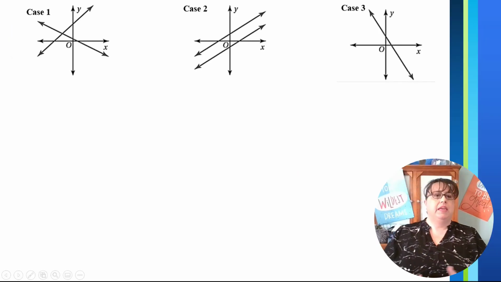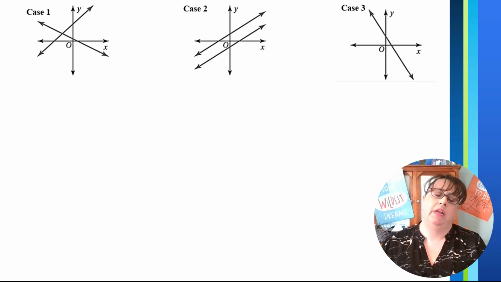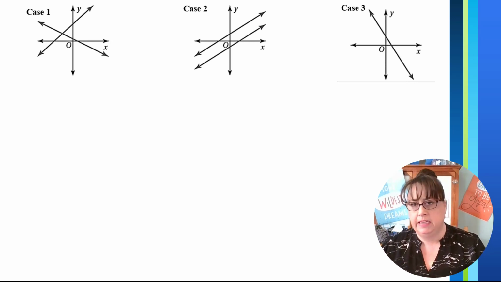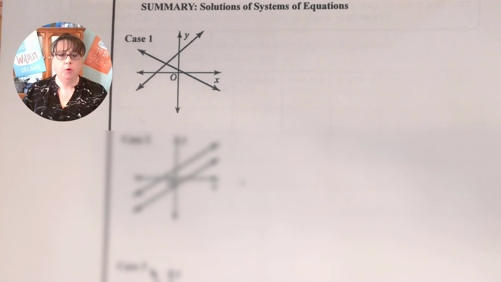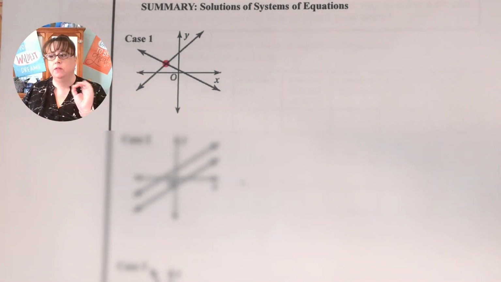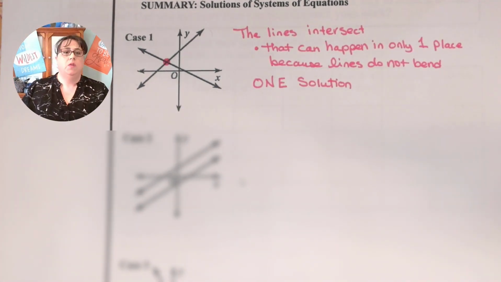So these are the three cases that we're going to look at. One where it intersects in one place, one where it doesn't intersect at all, or your parallel lines, and then one where it only has one line. In case number one, we're looking at that spot right there. The lines intersect, and that can only happen in one place because lines don't bend, and there is one solution.